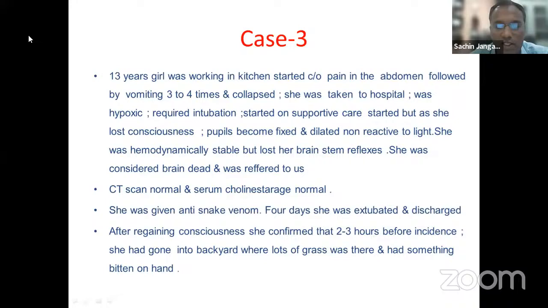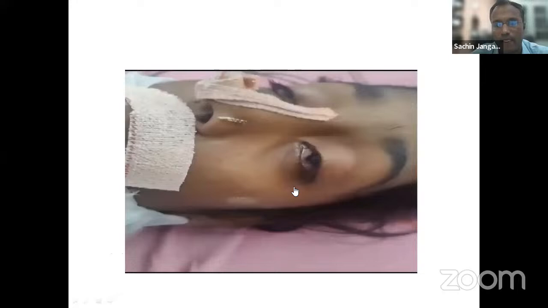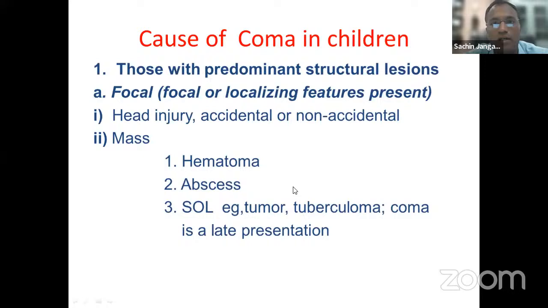So with this, we'll go to the etiology. The causes of coma are divided into two groups: those with predominant structural lesion, and those where there is no structural lesion, but there is a diffuse dysfunction of the brain. So for those with predominant structural lesion, the first category is focal lesion, like head injury or SOL, hematoma, abscess.